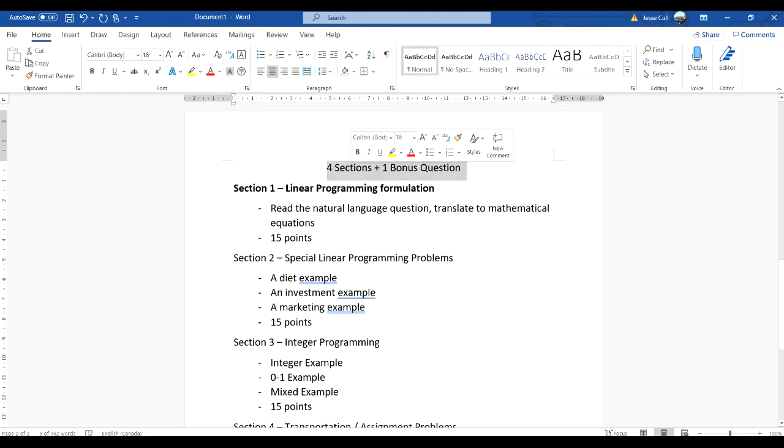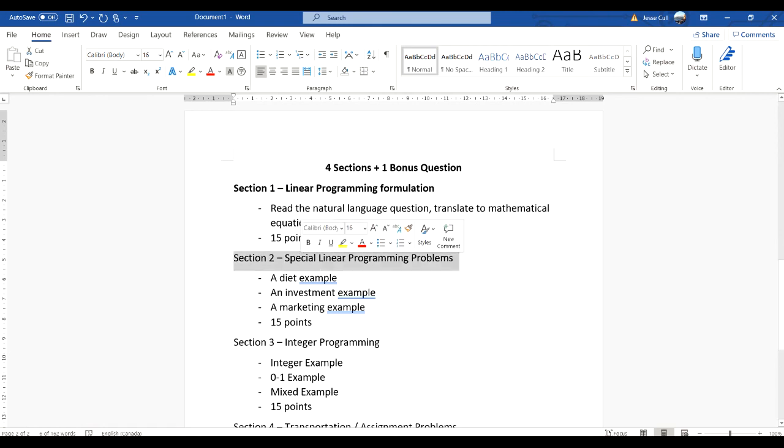There are 4 sections and 1 bonus question. Section 1 is linear programming formulation. I will give you a variety of questions, and I want you to choose what the correct problem formulations would be. Section 2, special linear programming problems. We looked at dieting, we looked at investing, we looked at marketing. Each of those examples will be included, and I will ask you theory questions related to them.